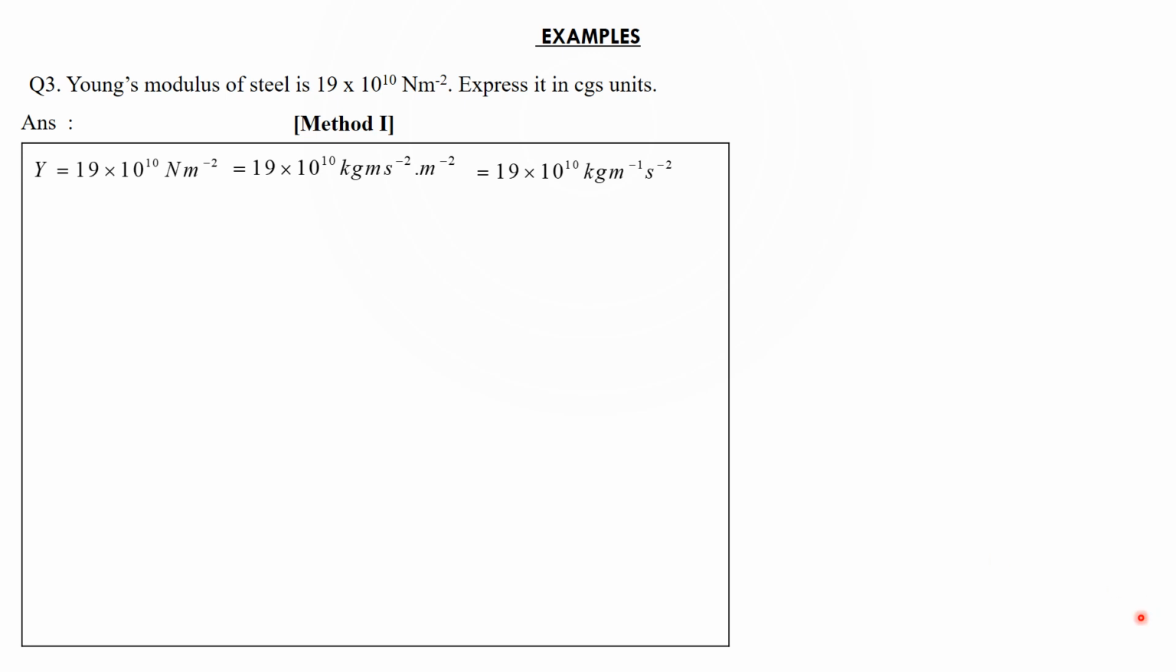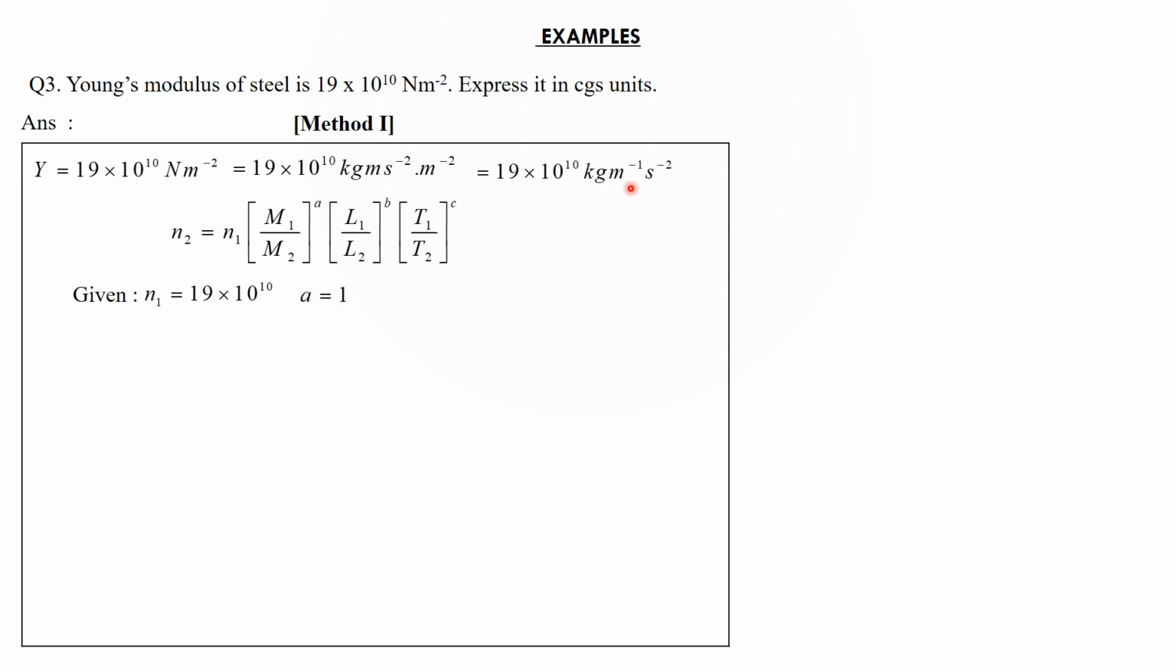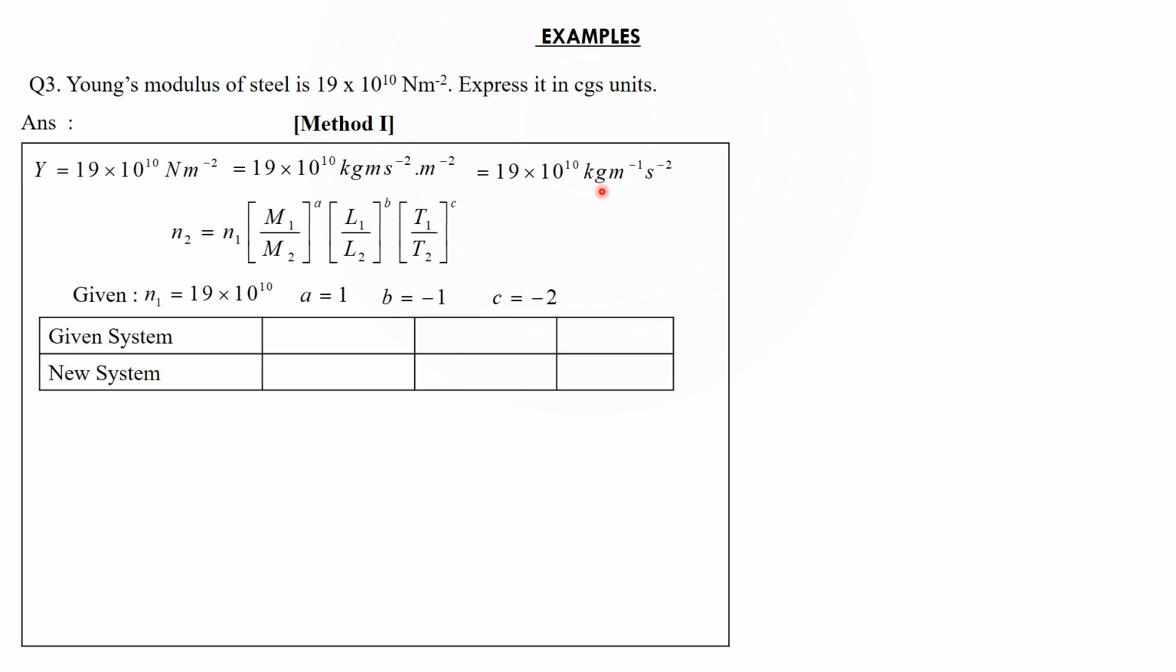Okay, now on solving this, you can see m is power 1, then it is minus 2, so it becomes 1 minus 2, that is minus 1. So what we are getting, 19 into 10 to the power of 10 kg remains as such, m to the power of minus 1 because of the calculations here, and then it is second square. Okay, then we wrote our formula N2 is equal to N1, (M1 by M2) to the power of A, (L1 by L2) to the power of B, (T1 by T2) to the power of C. Then we take the values of N1, which is 19 into 10 to the power of 10. Okay. Then A is 1 because kg is 1. B is minus 1 because the meter is minus 1 power, and C is minus 2.